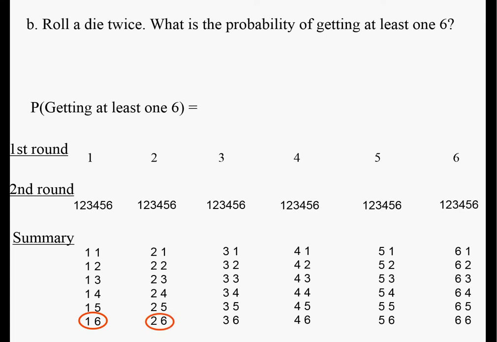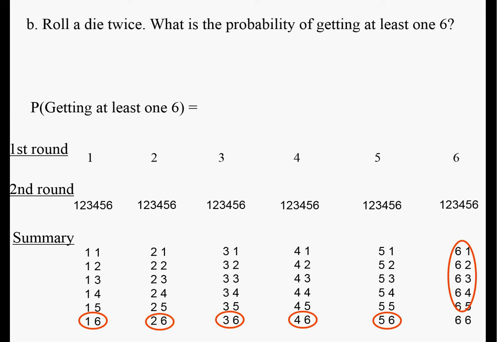2 and 6, in the same way, 3 and 6, 4 and 6, 5 and 6. Look at the last column: 6 and 1, 6 and 2, 6 and 3, 6 and 4, and 6 and 5. All these combinations contain only one 6. Therefore, we have 10 possible ways to obtain combinations of two numbers that contain one 6 only.